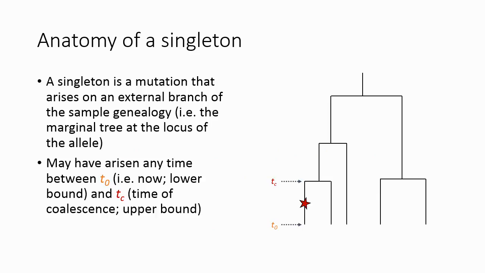So what is a singleton? A singleton we can think of as a mutation that arises on the external branch of the genealogy at a particular locus. And it can have arisen any time between now, time 0, the lower bound on an estimate, and time tc, the time that this branch coalesces back into the rest of the tree and is no longer an external branch. That's an upper bound. And what we're really trying to do here is estimate this time tc.